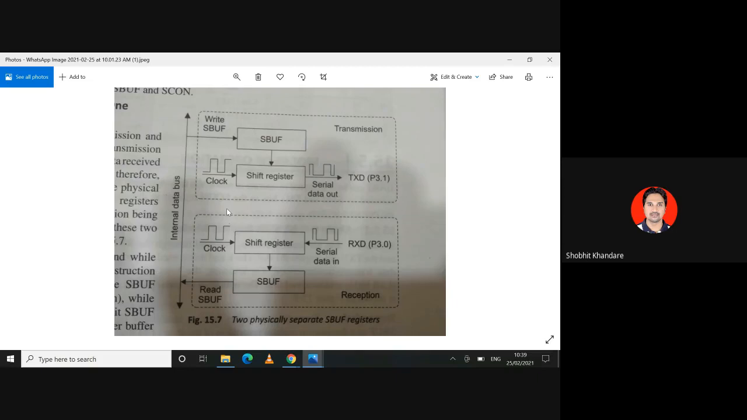Write down: when SBUF is read, the receive buffer is accessed. Continue. And while transmitting, the transmit buffer is accessed. Full stop.